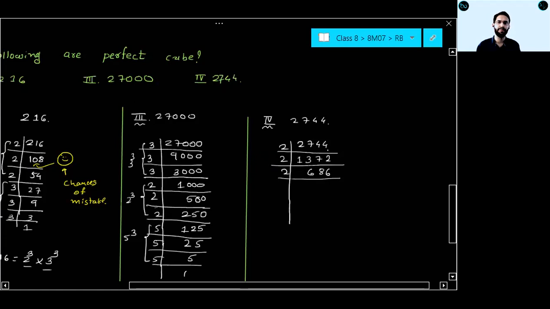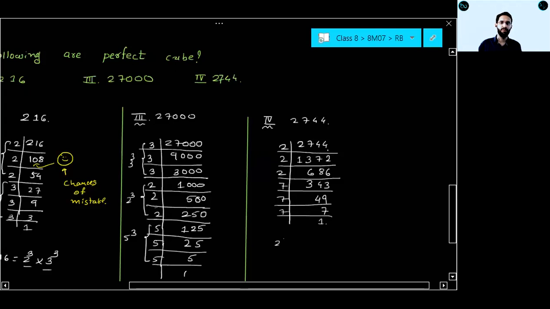By 2, so we will get 343. Next, we should divide by 7, so we will get 49. Next, 7 only, sir. Very good. 7 sevens are 49. Then 7 ones are 7.